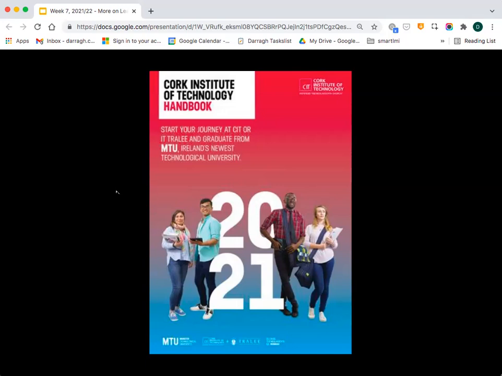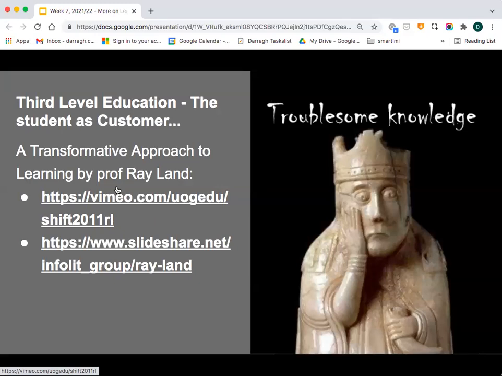So it is, I suppose, an area of interest of mine how higher education is marketed as a very positive, pleasant, engaging, fun experience, which is quite at odds with the actual process of taking higher education or education in general, because it can be very challenging, very demanding, very stressful and upsetting. And what drew my interest in this originally was a few years ago, I saw an excellent presentation by Professor Ray Land on the student as customer and troublesome knowledge.